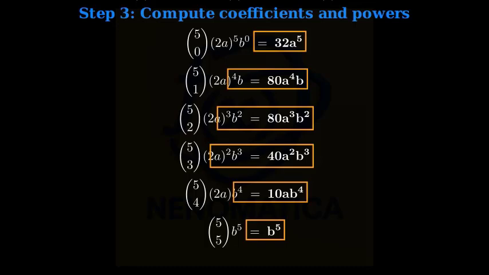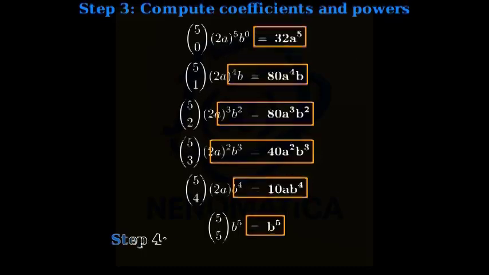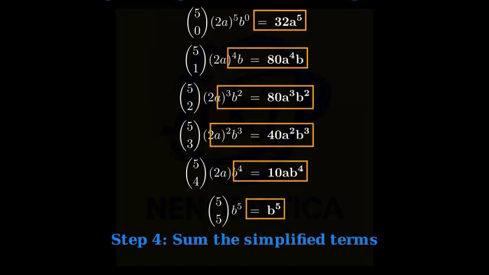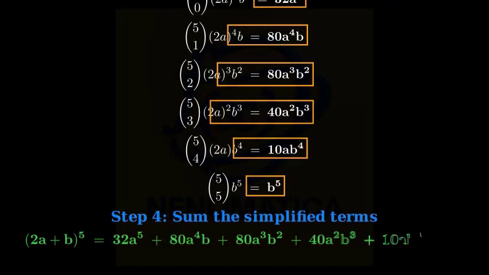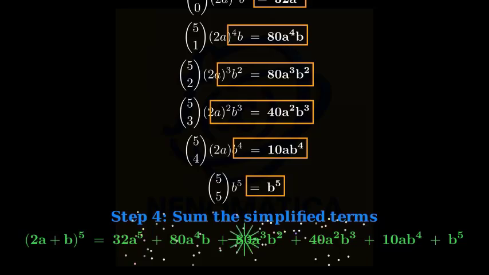Step 4. Add the 6 simplified terms. We combine them into the final expanded form. The result is 32a to the 5 plus 80a to the 4b plus 80a cubed b squared plus 40a squared b cubed plus 10ab to the 4 plus b to the 5.